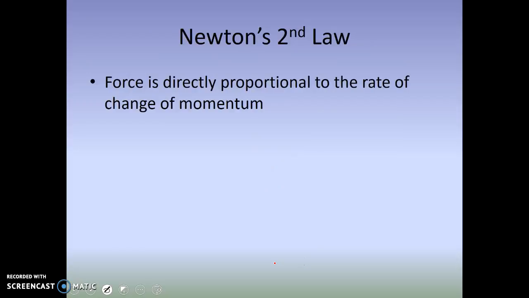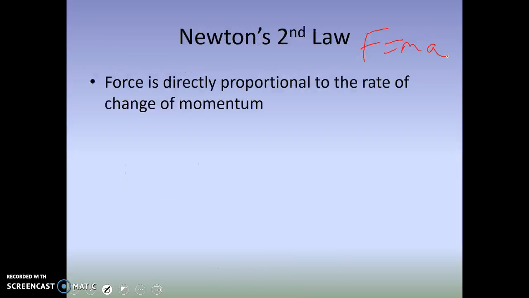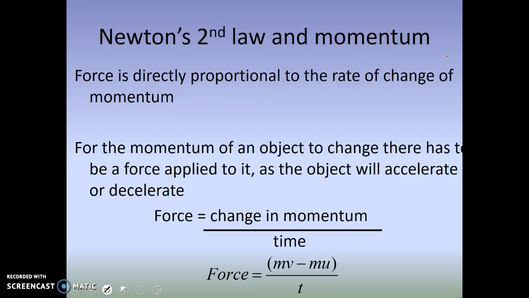Okay, so we can talk about Newton's second law, which, as we saw in the previous lesson, is basically F equals ma. So if we have an overall force acting on an object, it accelerates. But we can also talk about Newton's second law in terms of momentum. As it says there, force is directly proportional to the rate of change of momentum. What that means is when we apply a force to something, because it accelerates, it gets faster, therefore its momentum increases. So when you apply an overall force to an object, its momentum changes.